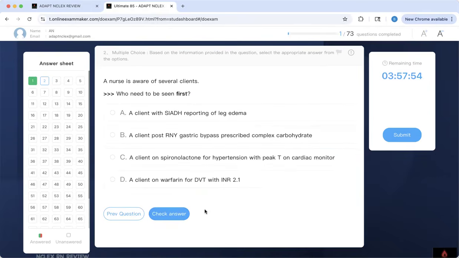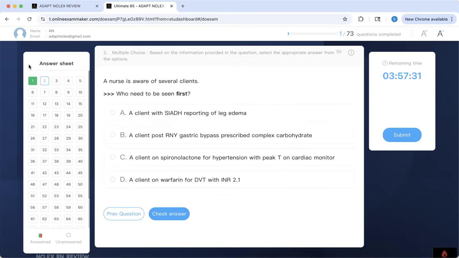Next question. Who needs to be seen first? And the nurse is aware of several clients. Same thing. SIADH, reporting leg edema. Roux-en-Y gastric bypass, prescribed complex carbohydrate. Spironolactone for hypertension with peaked T wave on an EKG. Warfarin for DVT and INR of 2.1.